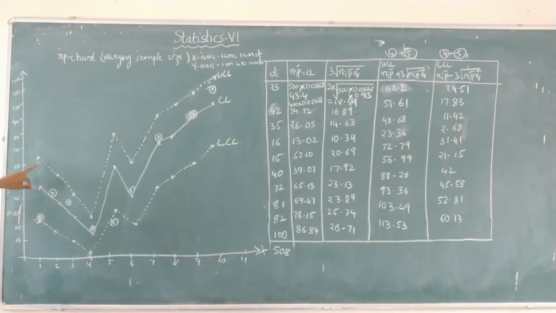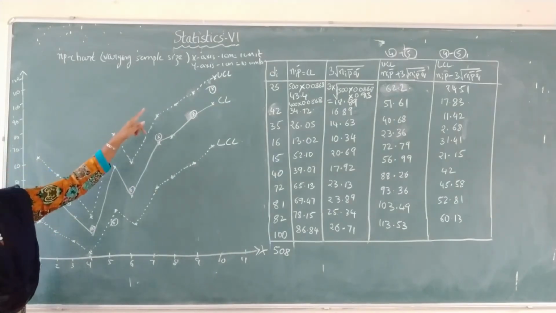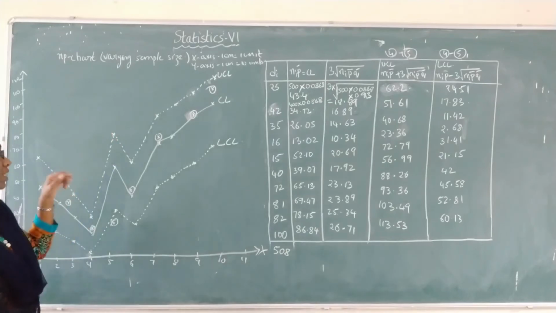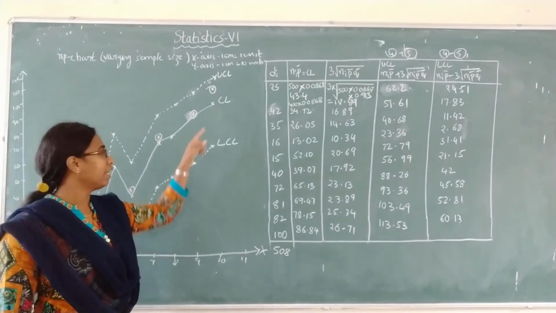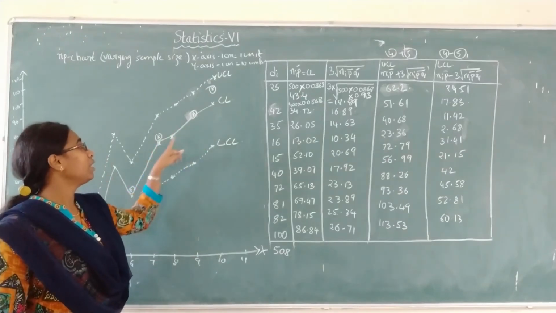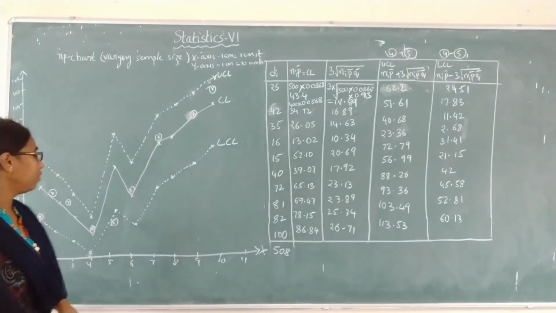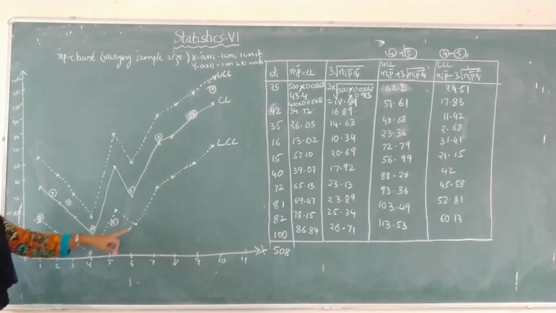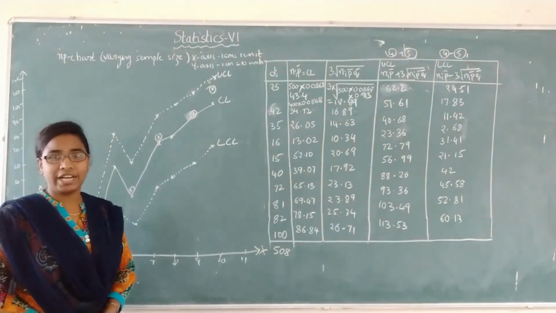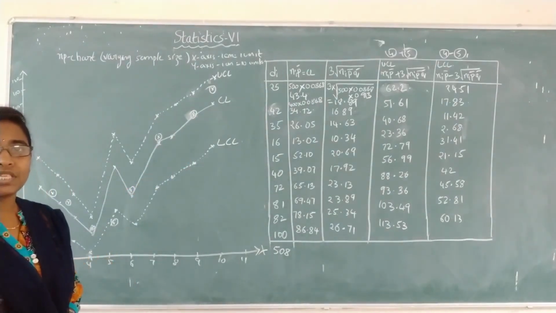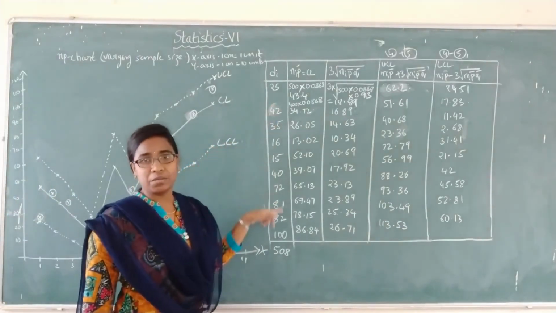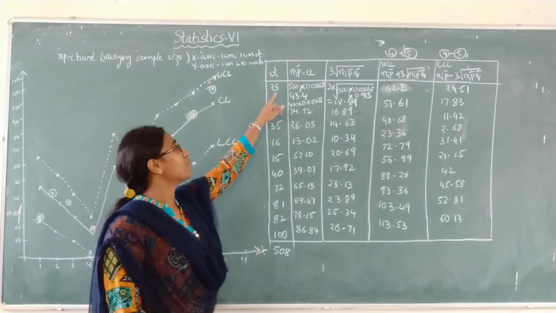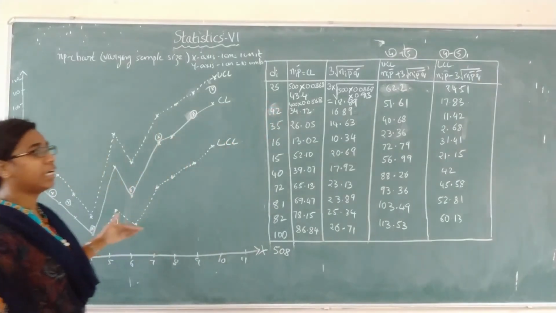UCL will be a dotted line. So join those points with dots, whereas CL will be a dark line, right? So join the CL values by using the dark line only. You join the LCL values by using a dotted line. After plotting UCL, CL and LCL, you plot the DI values. DI values: first is 25, second is 42, 35, 60.